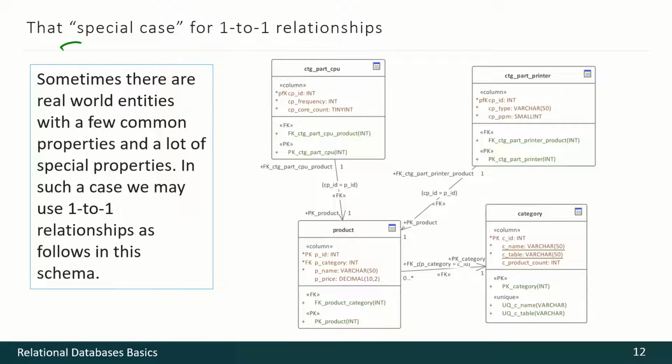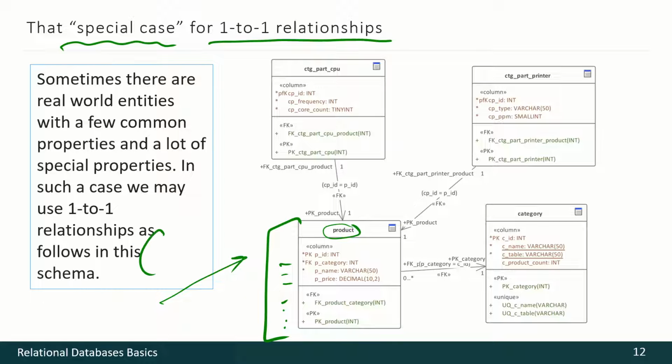And here is our special case for one-to-one relationships. Imagine some online shop for computer parts, and in such a shop a lot of products may have something in common. For instance, the category, the name, the price, the manufacturer, the amount in storage, and so on and so on and so on. These are common.